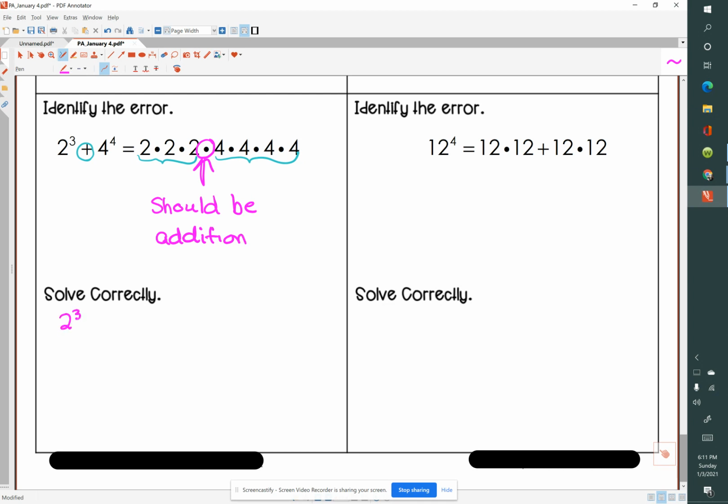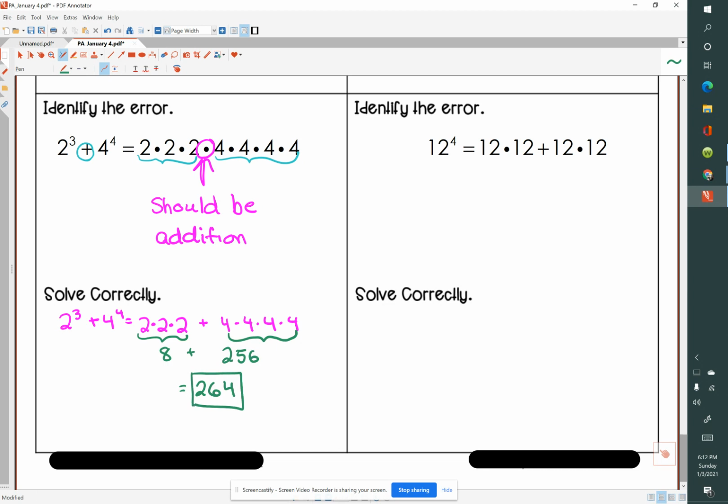So it's 2 to the third power plus 4 to the fourth power. That means we're going to have 2 times 2 times 2 plus 4 times 4 times 4 times 4. Okay, so 2 times 2 times 2 is 8. And 4 times 4 times 4 times 4 is 256. So 8 plus 256 equals 264.